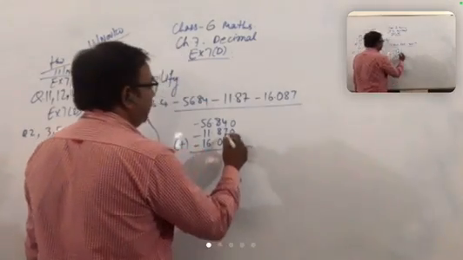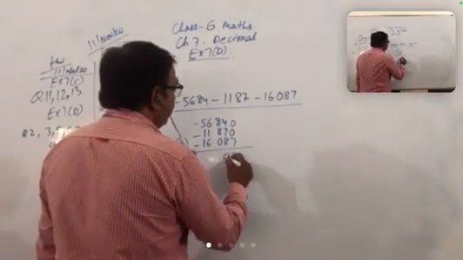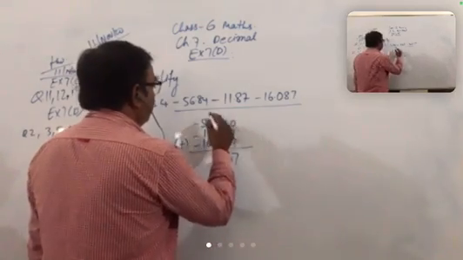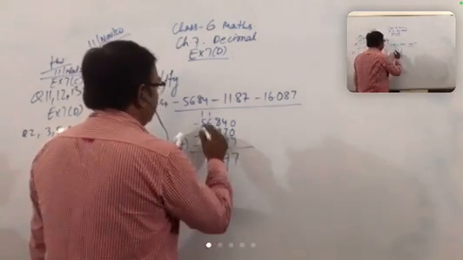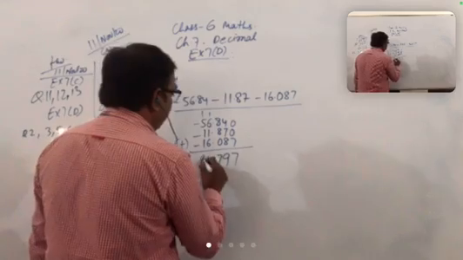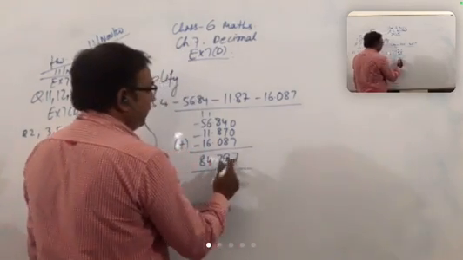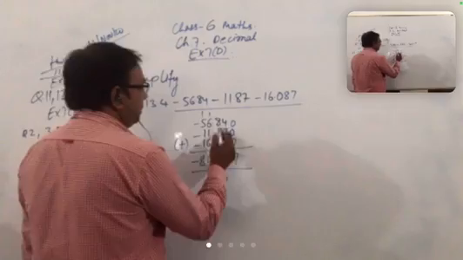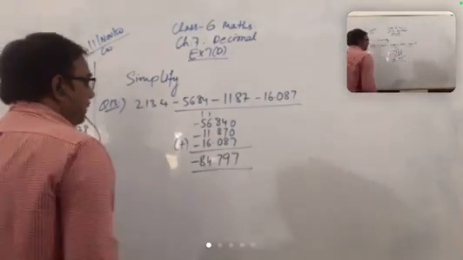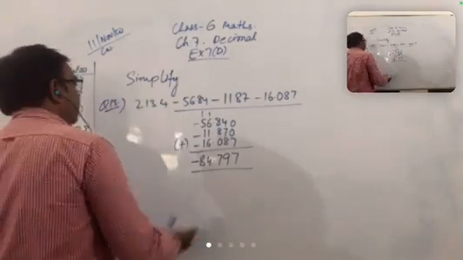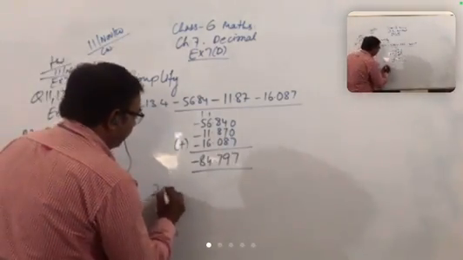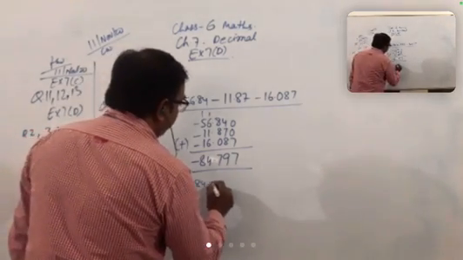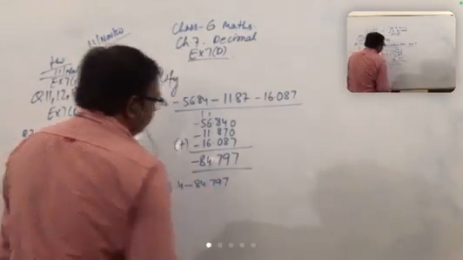Now 7, 12 plus 7 is 19, 1 carry, 16, 1, 17, 1 carry. So 12, 1, 13, 14, 1 carry. So 5, 6, 7, 8. Now it will be 84.797 and we put a minus sign because whatever the larger number you can change, you can check and put this. Now you can write 213.4 minus 84.797.